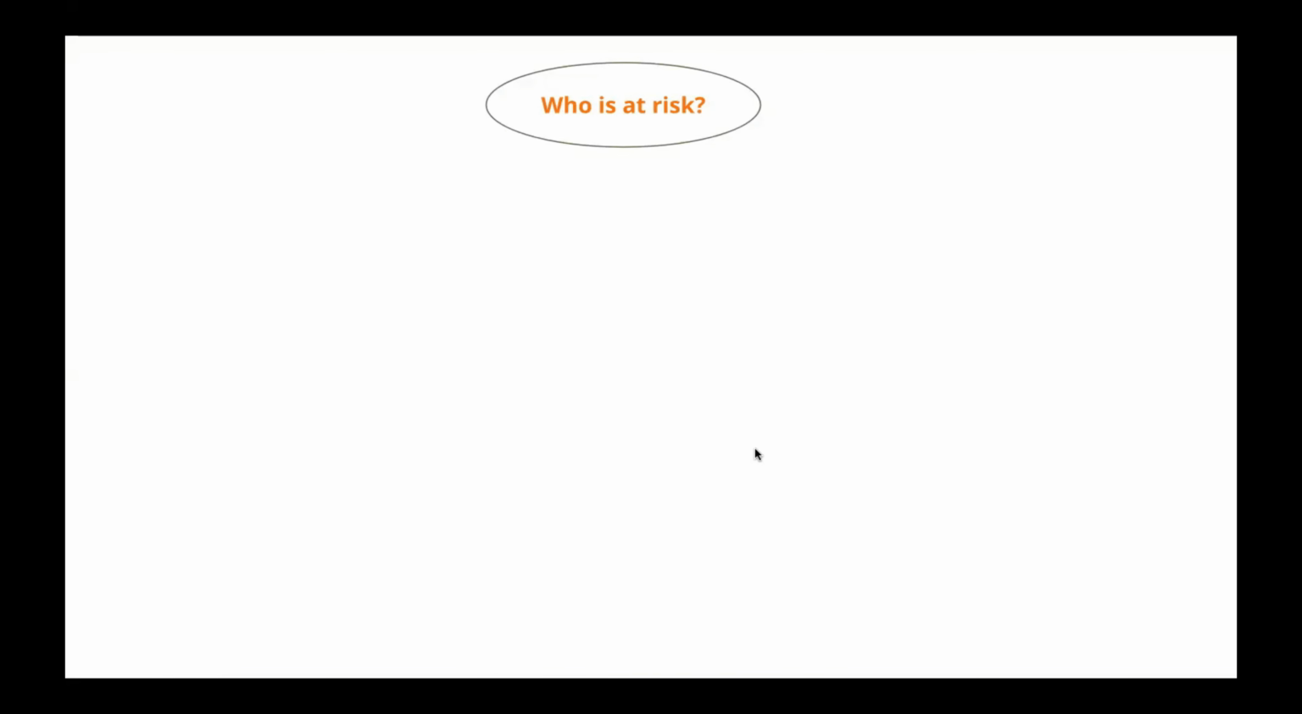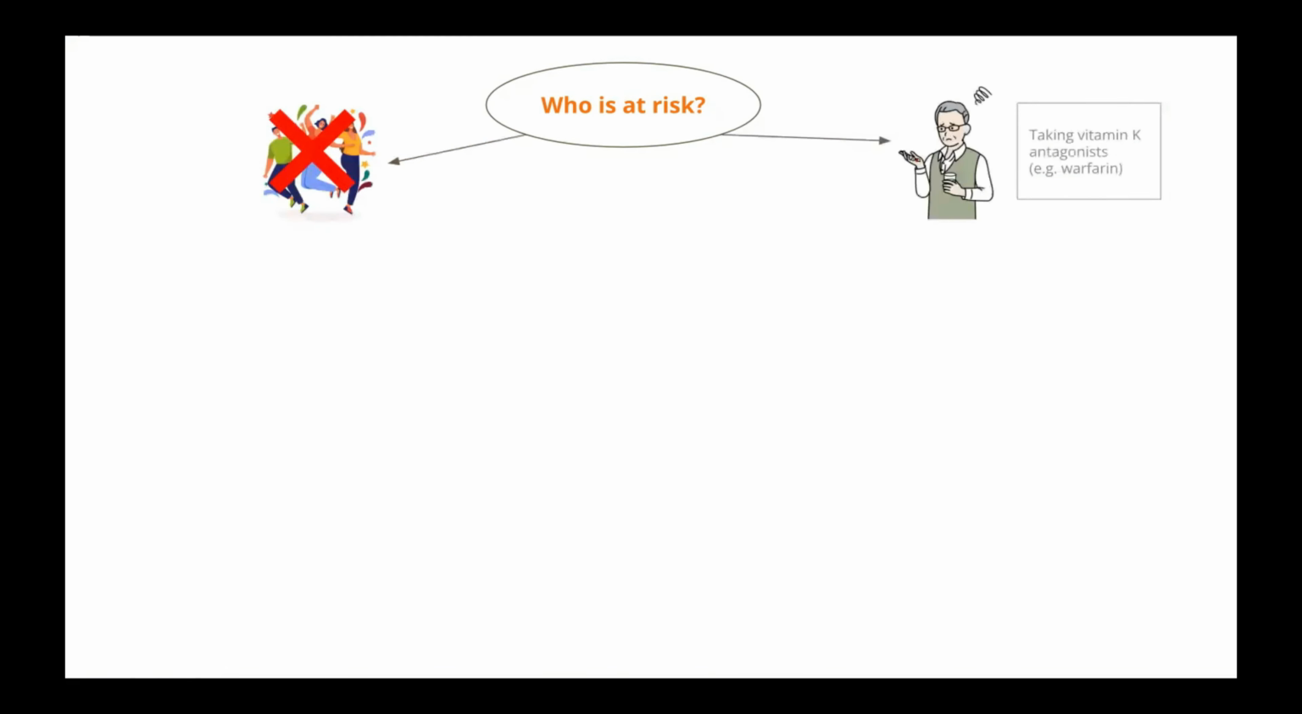So, who's at risk? Vitamin K deficiency is uncommon among healthy adults because there are many green vegetables that we commonly eat, like broccoli, that contain vitamin K. However, people who take vitamin K antagonists like warfarin and people who have liver disease are at risk for vitamin K deficiency. So tests for vitamin K levels are rarely ordered because a lack of vitamin K is usually discovered when unexpected or excessive bleeding occurs.